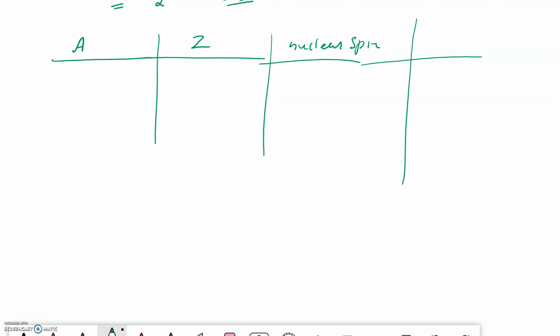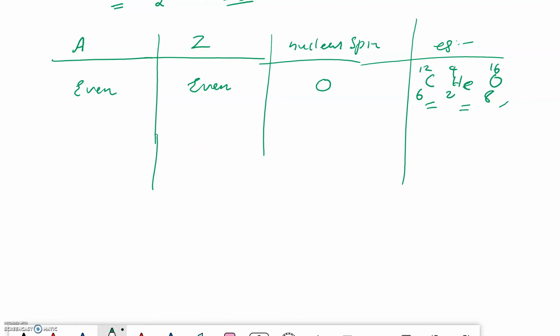and some examples, you can draw a table. If A is even and Z is even, the nuclei will have spin 0. For example, C612, He24, O816. The spin of these nuclei, normal carbon 12, helium, and O8 16, is 0.